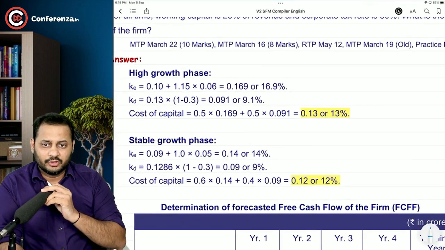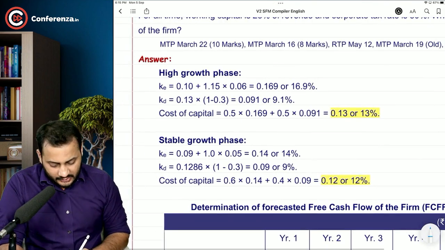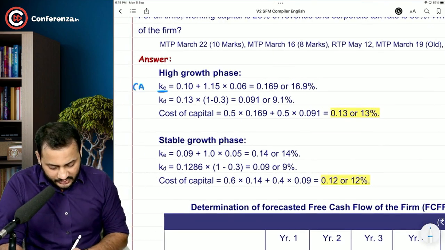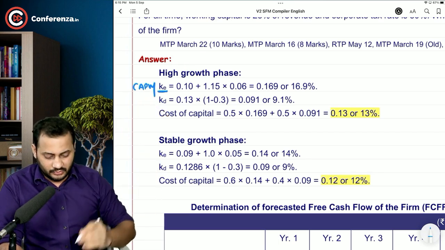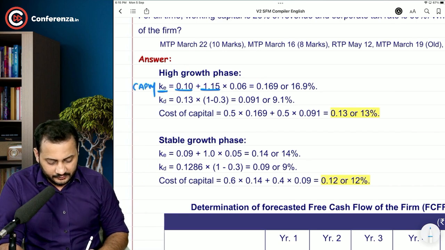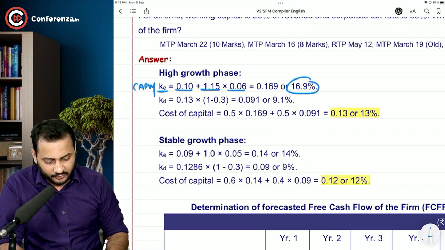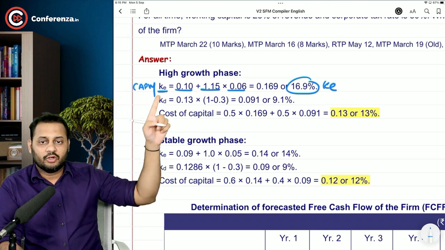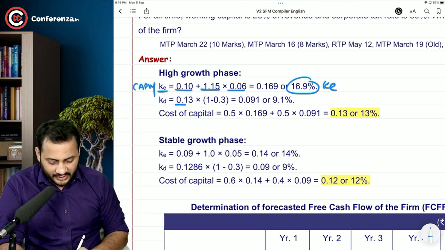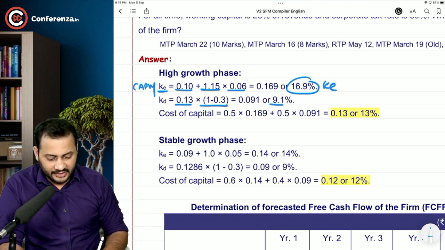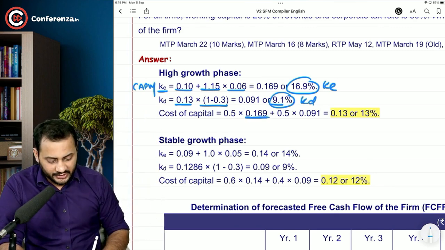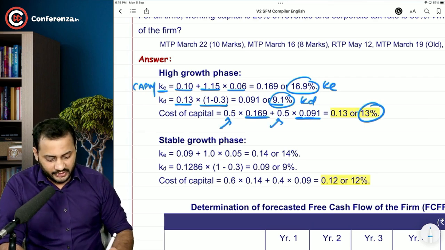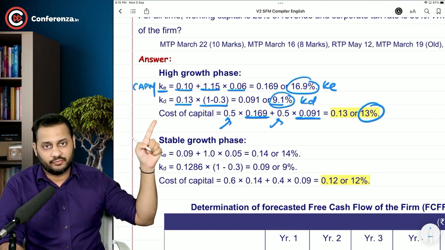So for the high growth phase, that means for the first 4 years, this is going to be the cost of equity using CAPM. So this is the risk-free rate, beta and risk premium, 16.9% cost of equity. Cost of debt has to be taken after tax. So KD (1 minus T) is 9.1%. This is our KD. Now both cost of equity and KD will be used here with 50-50% weightage. So this is going to be our cost of capital for the first 4 years.